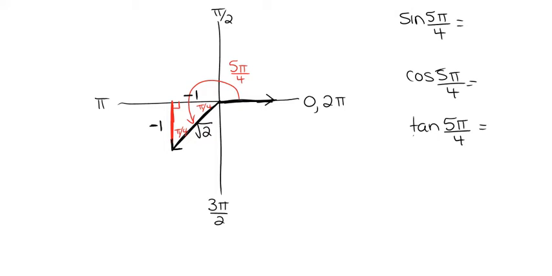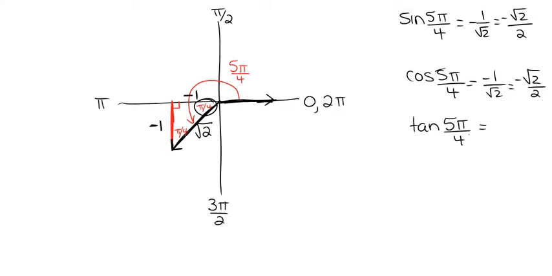Okay, so if we had to fill out these trig ratios, we're going to use our related angle. Sine is opposite over hypotenuse, so -1 over √2. And if I rationalize the denominator, that's -√2 over 2. Cos pi over 4 is adjacent over hypotenuse, so -1 over √2. It's actually the same, which makes it -√2 over 2 once we rationalize.